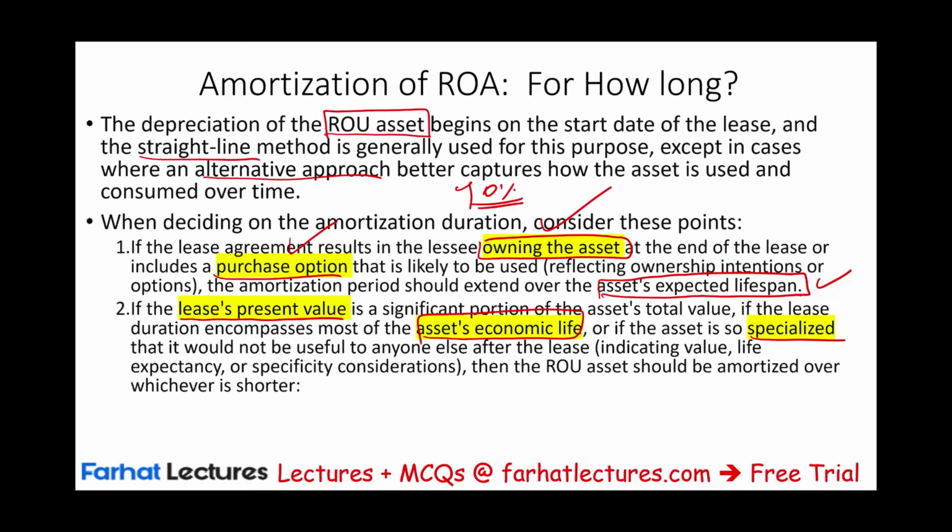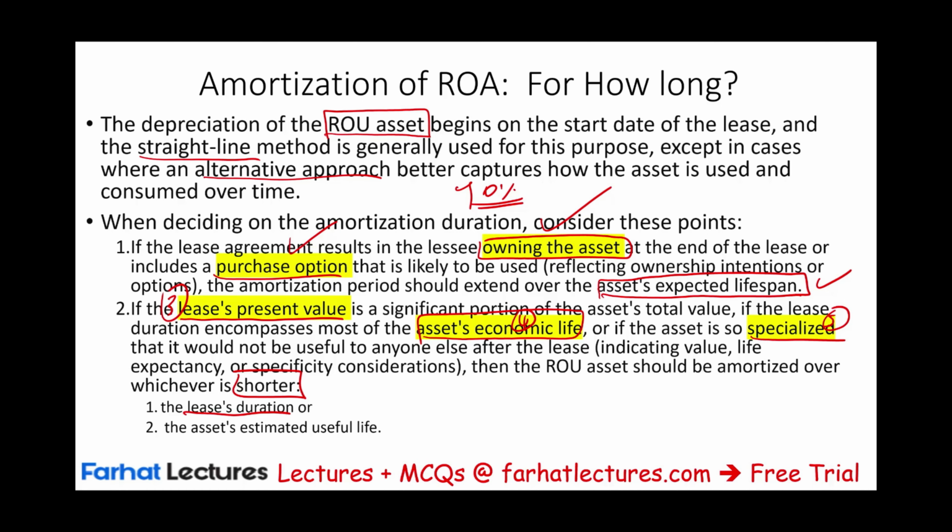Well, what do you do if it's one of those three other options: lease present value, economic life, or the asset is so specialized? If you have a finance lease based on that, how do you amortize this asset? Well, you're going to amortize it over the shorter of these two options, either the lease duration or the asset's estimated useful life. So you find the shorter one. If the lease is shorter, you use the lease life.